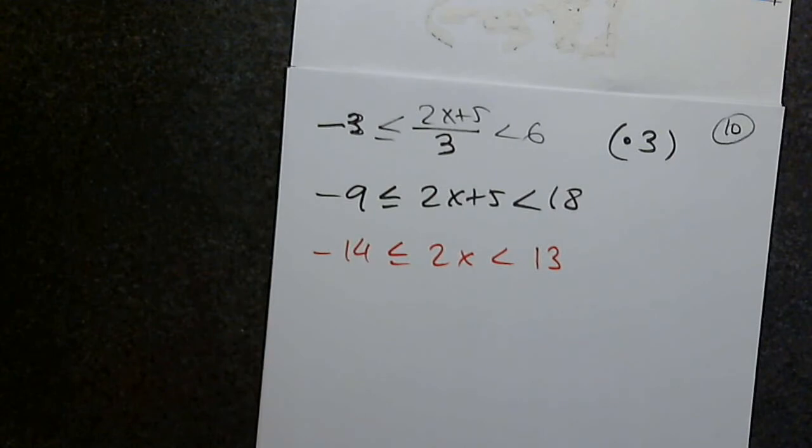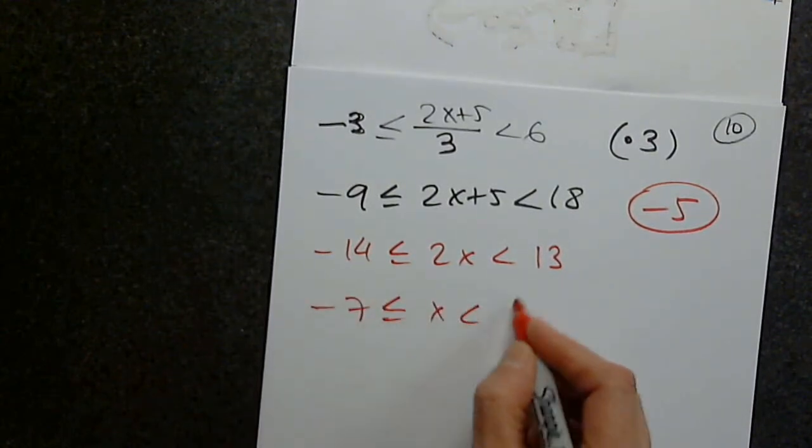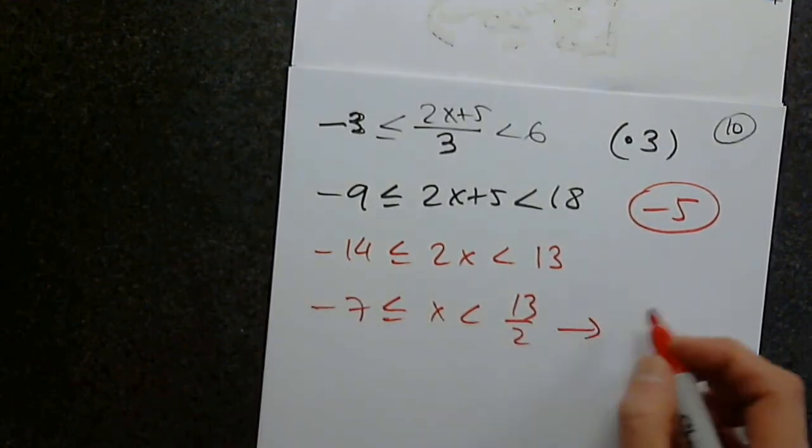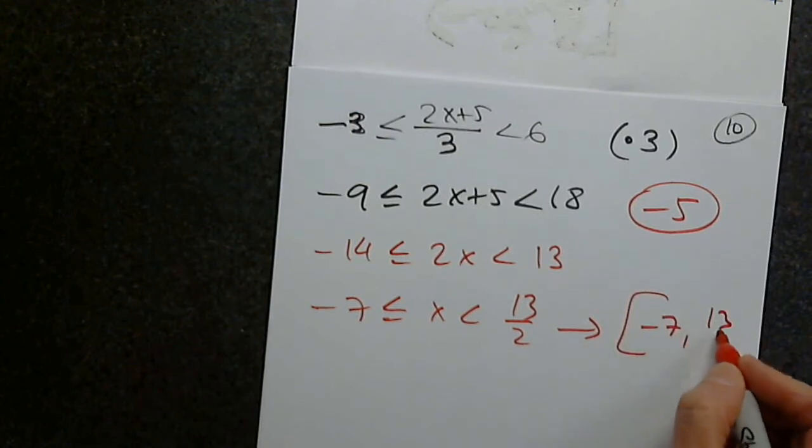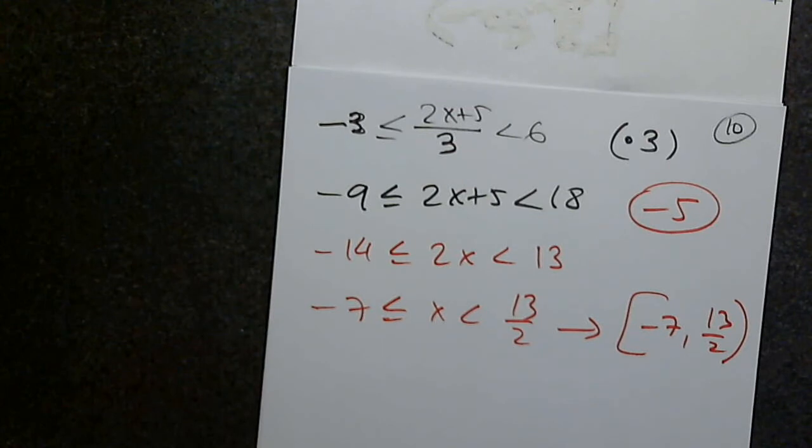I subtracted 5 from all three sides. Very good. Negative 7, 13 halves. In interval notation, negative 7, 13 halves with parentheses. Very good.